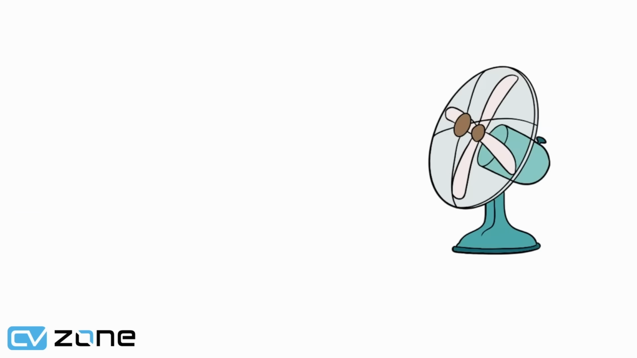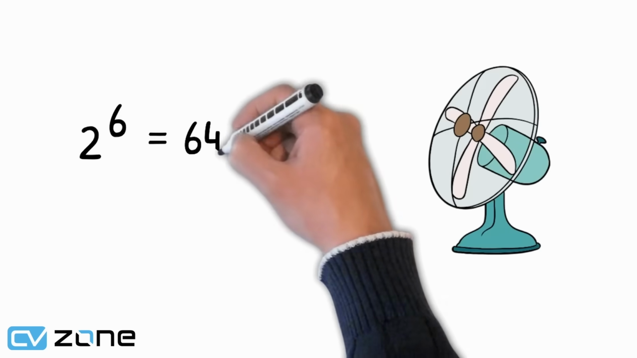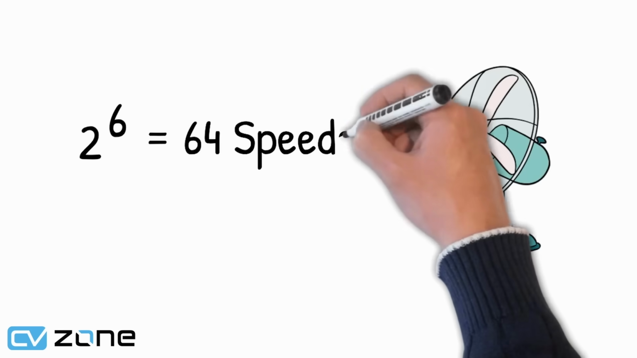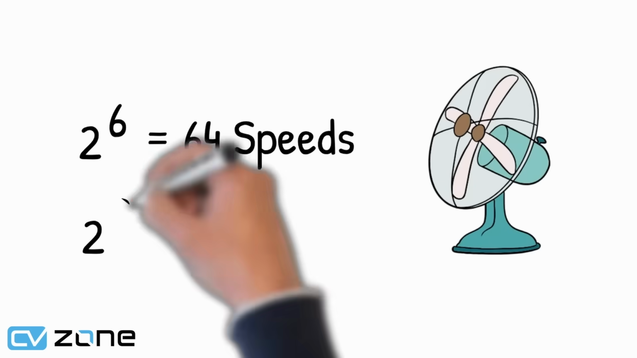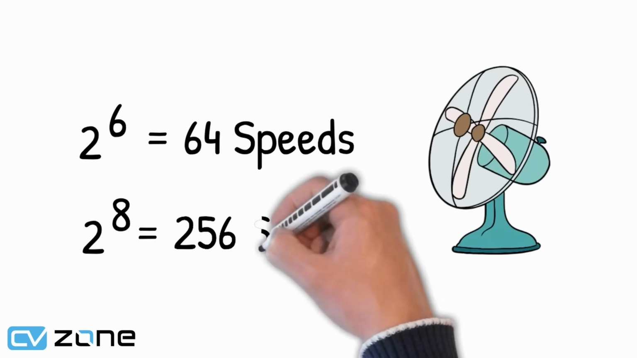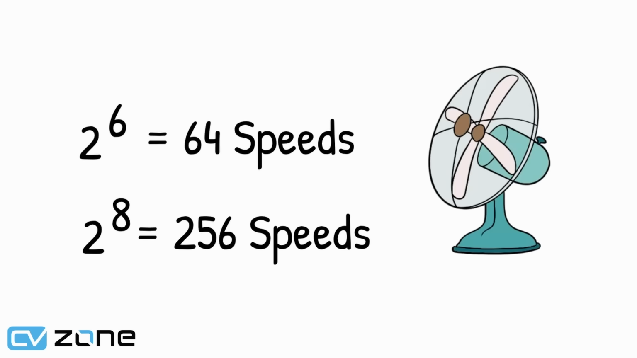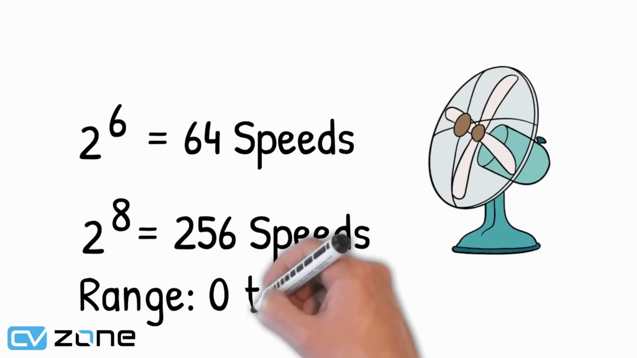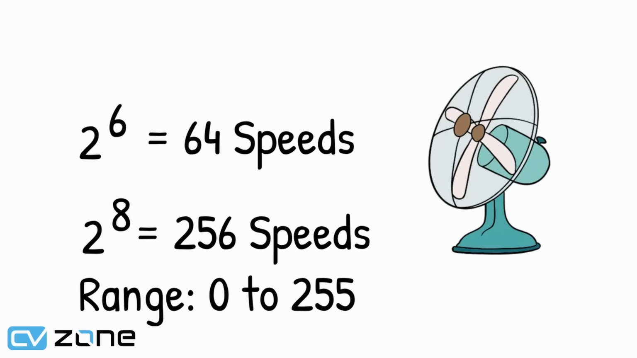This means if we were to send a 6-bit signal to our fan, we would have 64 different speeds to control. If it was an 8-bit value, we will have 256 speeds to control. If we include the 0 as well, then our values will range from 0 to 255.